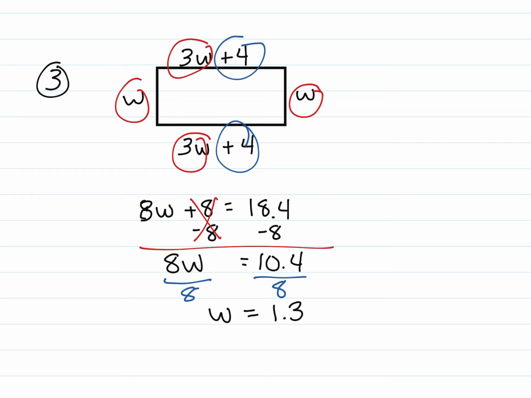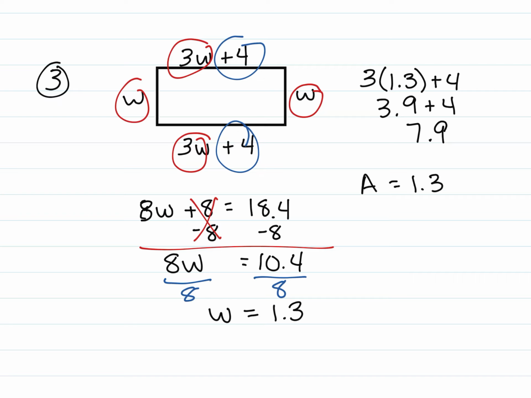However, I'm not finished because I have to determine the other length and then use that to calculate the area. So I need 3 times 1.3 and add that to 4, and that will tell me the length. So here I'll have 3.9 plus 4. That gives us 7.9 as our length.